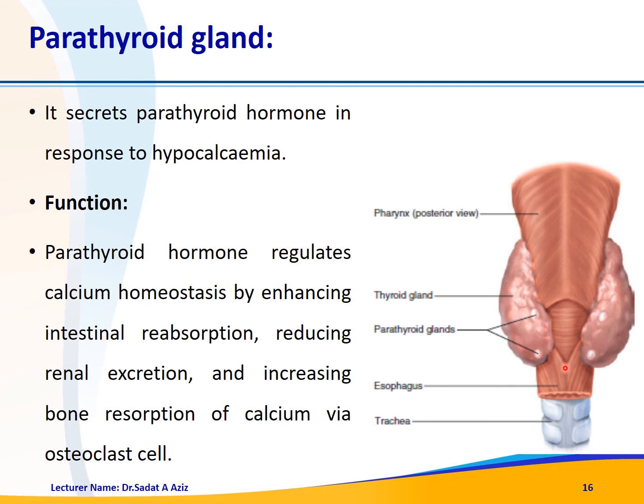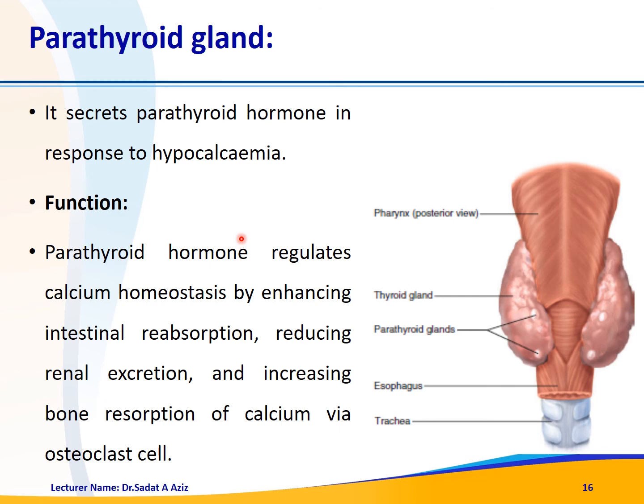They are responsible for the production and release of what? Of parathyroid hormone. Para means parallel to what? To the thyroid gland. This is the thyroid gland, and these are the parathyroid glands. They are responsible for the production and release of parathyroid hormone in response to what? Hypocalcemia. Hypocalcemia means a reduction in the level of calcium within the blood.